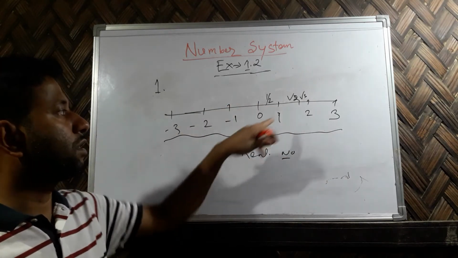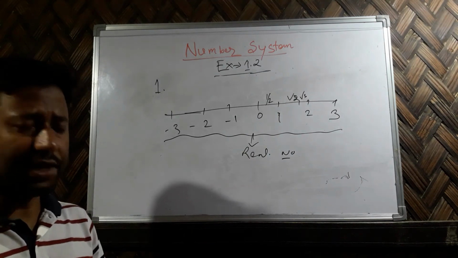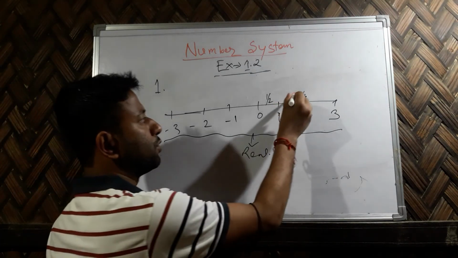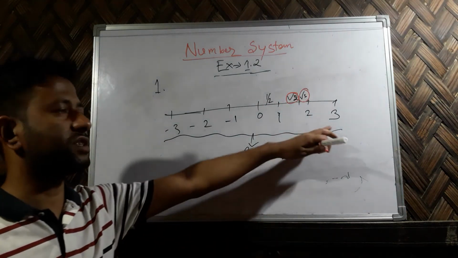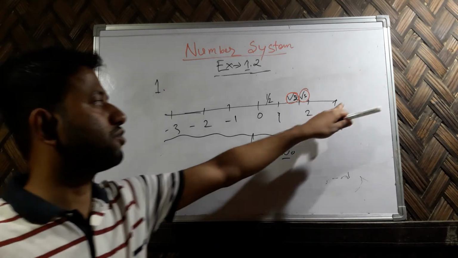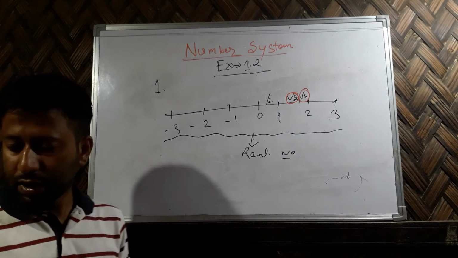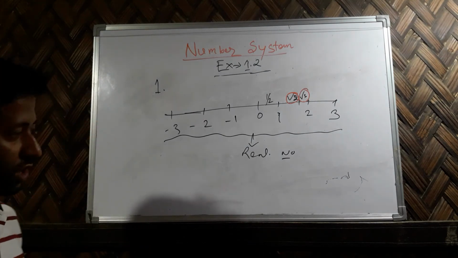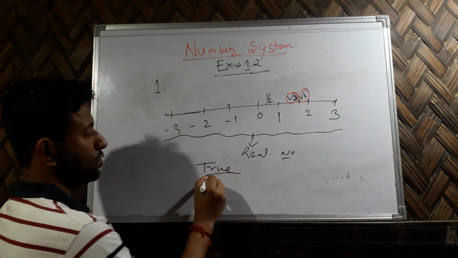So I can say all these irrational numbers are real numbers. For example, root 2 also comes in the real number series. Root 3 is also coming in the real number series. Pi, 22 by 7, is around 3 point something, 3.14, so this will also come here. So all these numbers are real numbers. Now, what is the statement given? This is true. The answer should be true.